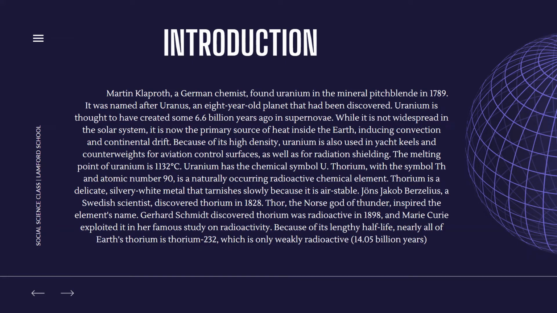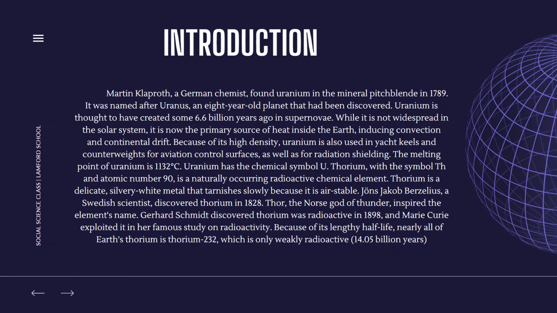Meanwhile, thorium, with the symbol Th and atomic number 90, is a naturally occurring radioactive chemical element. Thorium is a delicate silvery-white metal that tarnishes slowly because it is stable. John Jacob Berzelius, a Swedish scientist, discovered thorium in 1828. Thor, the Norse god of thunder, inspired the element's name. Gerhard Schmidt discovered thorium was radioactive in 1898, and Marie Curie exploited it in her famous study on radioactivity.